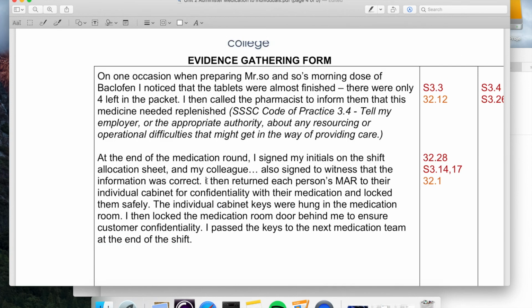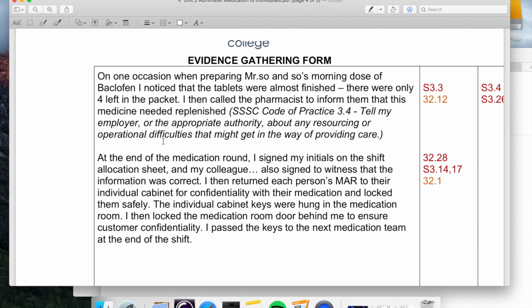You can also include, on one occasion when preparing Mr. So-and-so's morning dose of baclofen, I noticed that the tablets were almost finished. I then called the pharmacist to inform them that this medicine needed replenished. Here is the reference of SVQ Code of Practice Section 3.4. Tell my employer or the appropriate authority about any resulting operational difficulties that may get in the way of providing care.